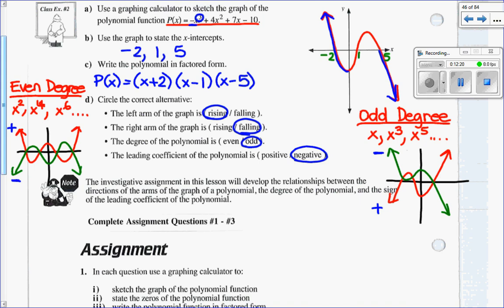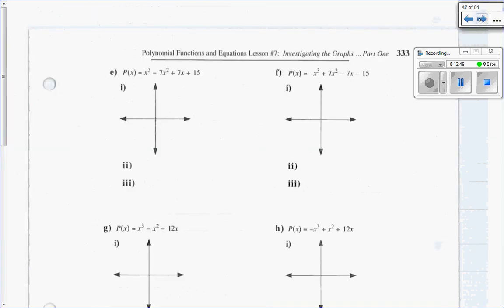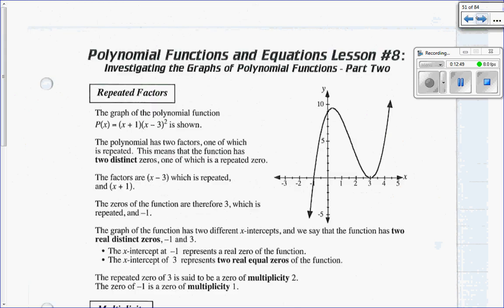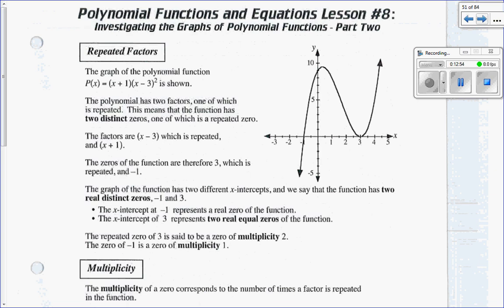Okay. Now there are some questions here for you to do, questions 1, 2, and 3. This was a very short lesson, and hopefully much of it is review. Questions 1, 2, and 3 will just help you get some practice with writing polynomials in factored form. And we'll move right on to lesson number 8, and then you can come back and work on those questions at the end of the class time. So if you would flip over in your books, please, to lesson number 8. We'll do part 2 as well.